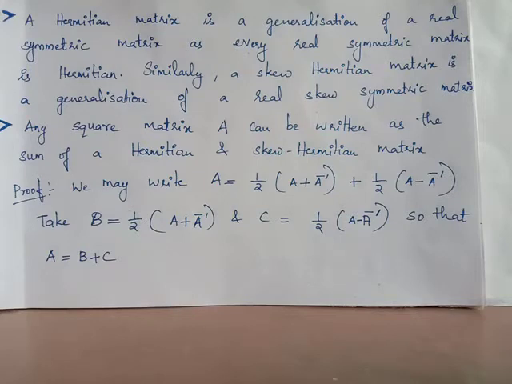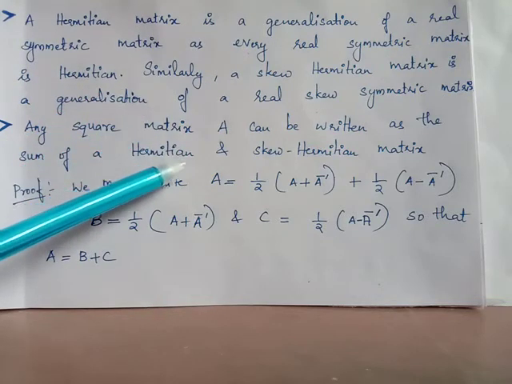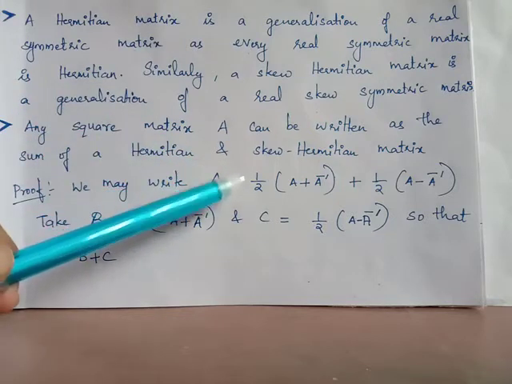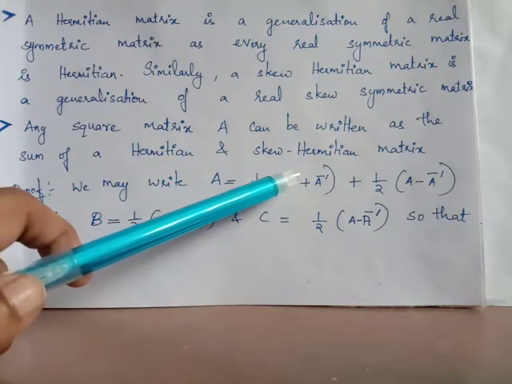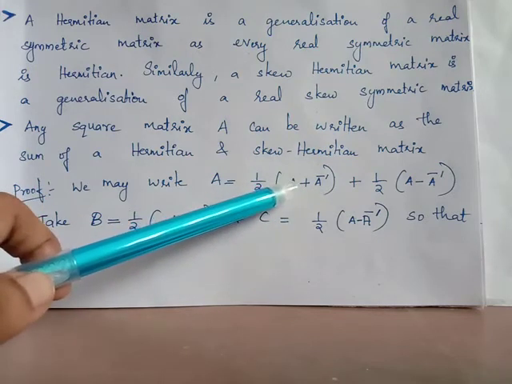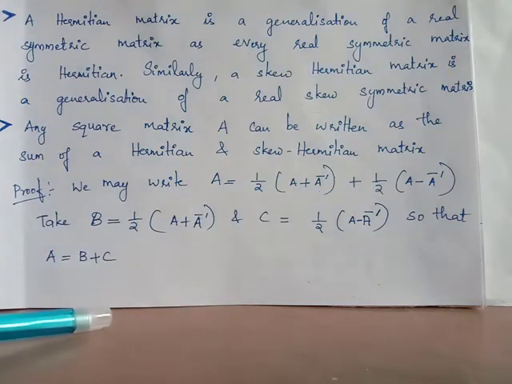Another important property is that any square matrix A can be written as the sum of a Hermitian and a skew-Hermitian matrix. Let's look at the proof. We may write A as half times A plus A conjugate transpose, plus half times A minus A conjugate transpose. If we call this matrix B and this matrix C, we may write A equals B plus C.